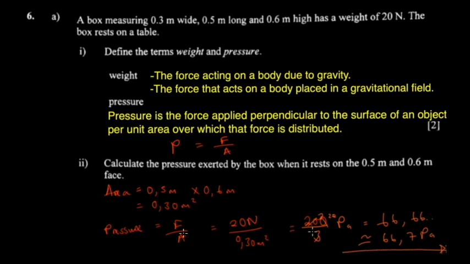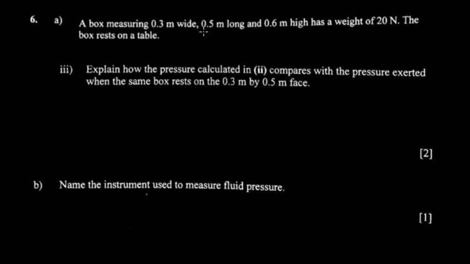So what we did here was use our formula. We first calculated the area, and we knew our force given here, and then we divided accordingly such that our denominator would be a whole number, and we got 66.7, and that's it. So we used the 0.5 and 0.6 meter side.